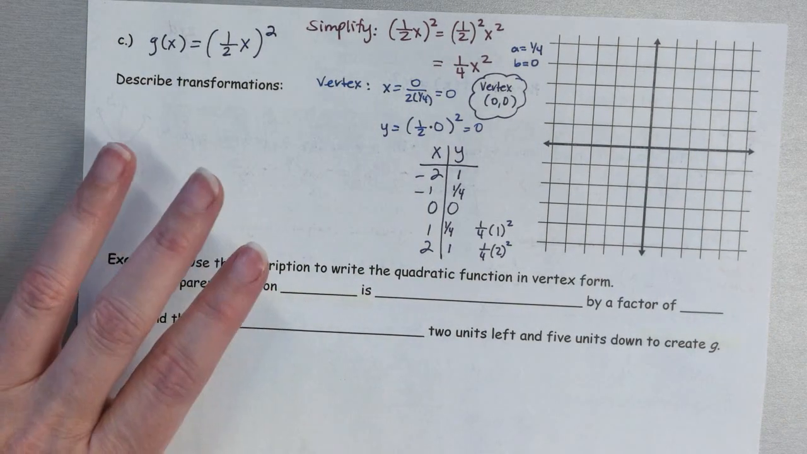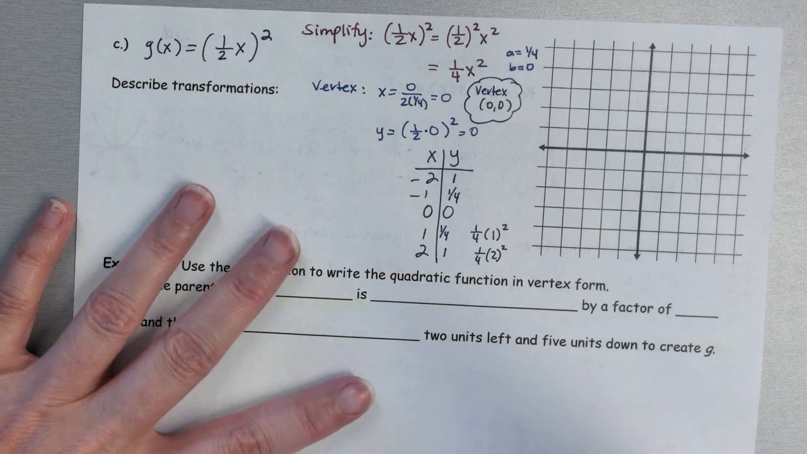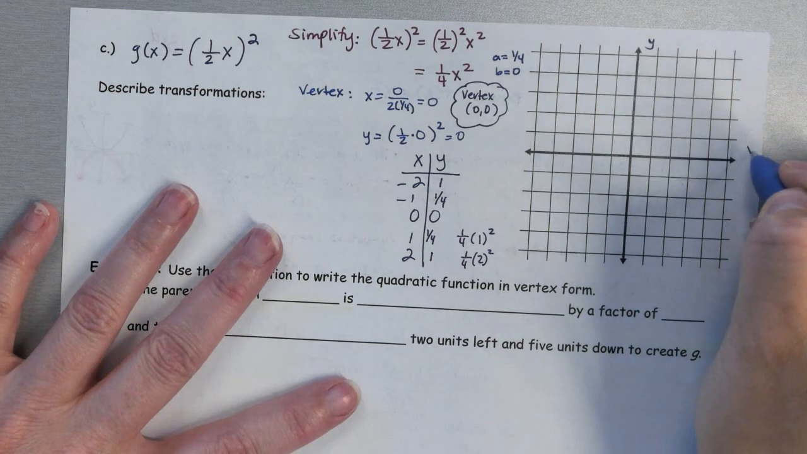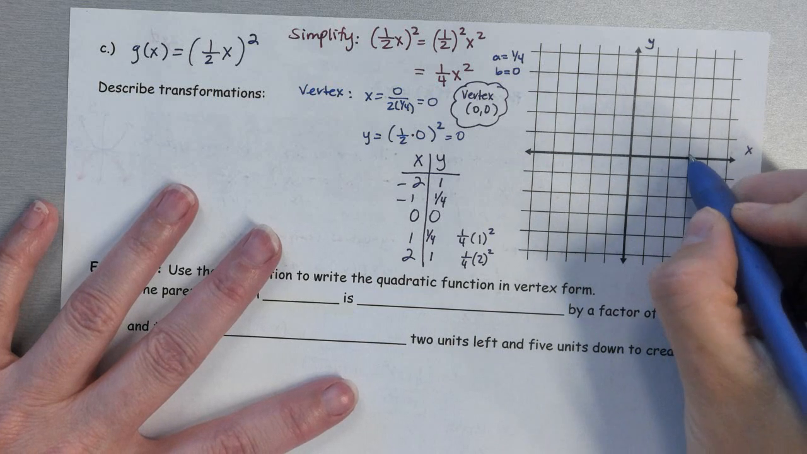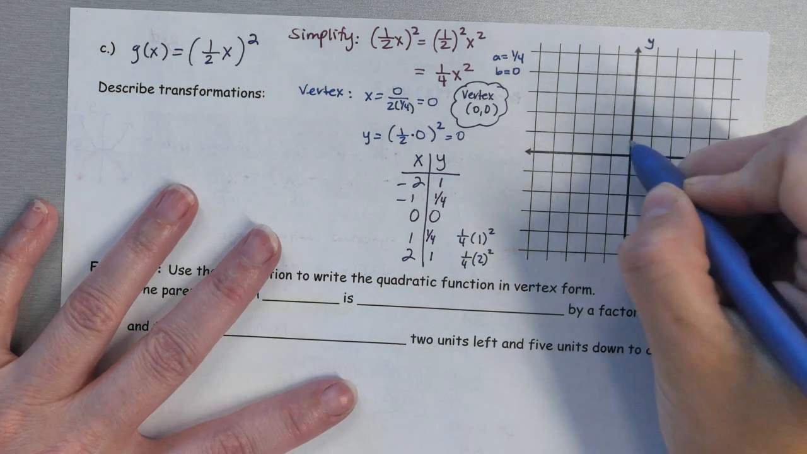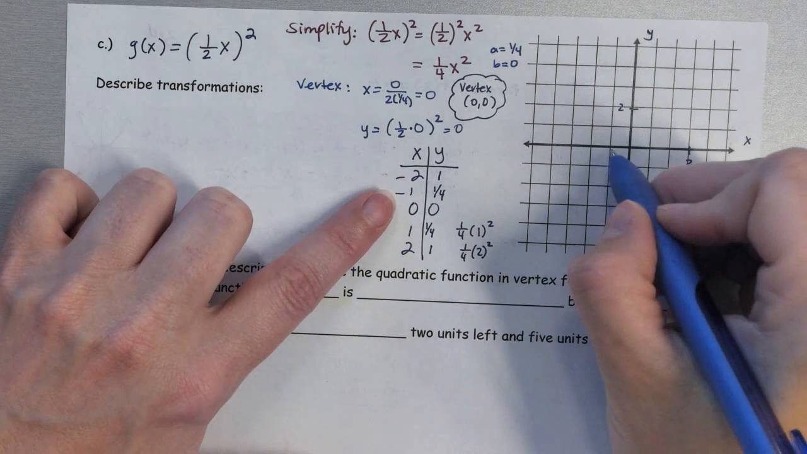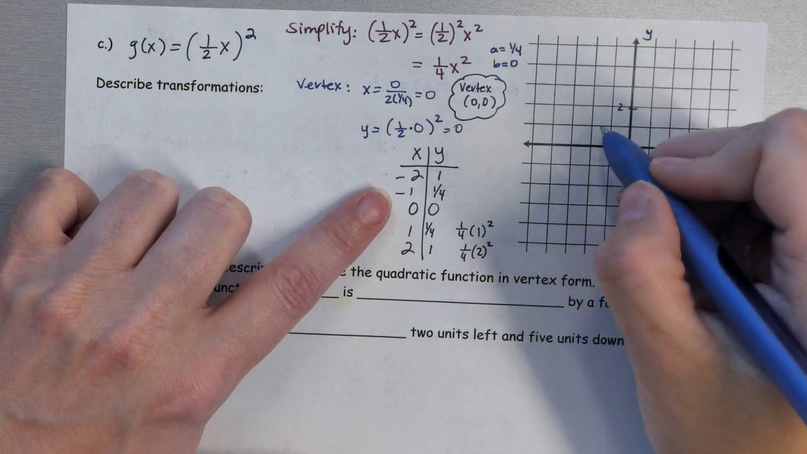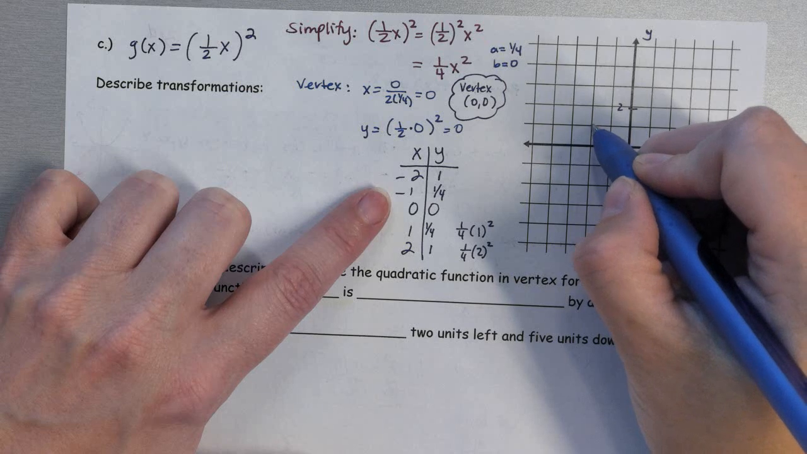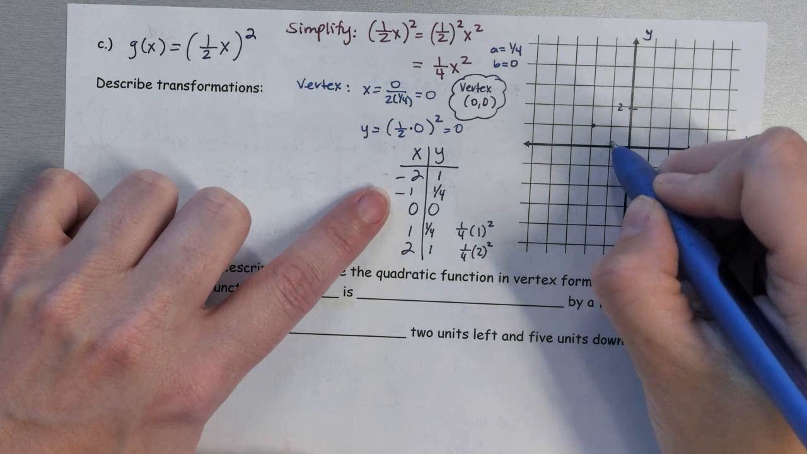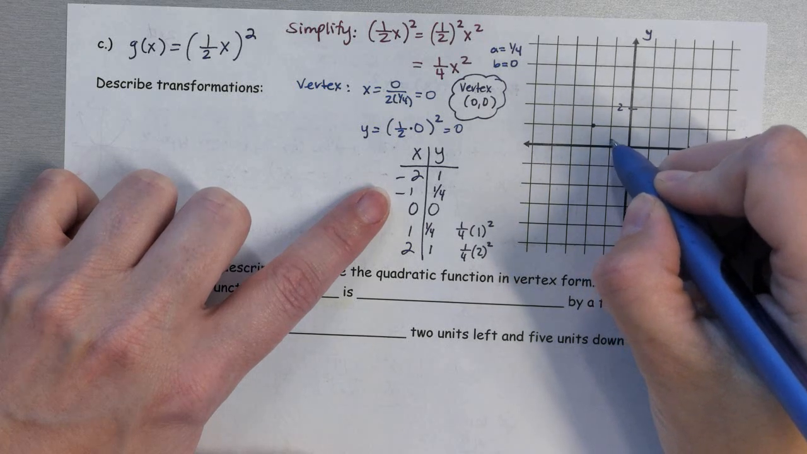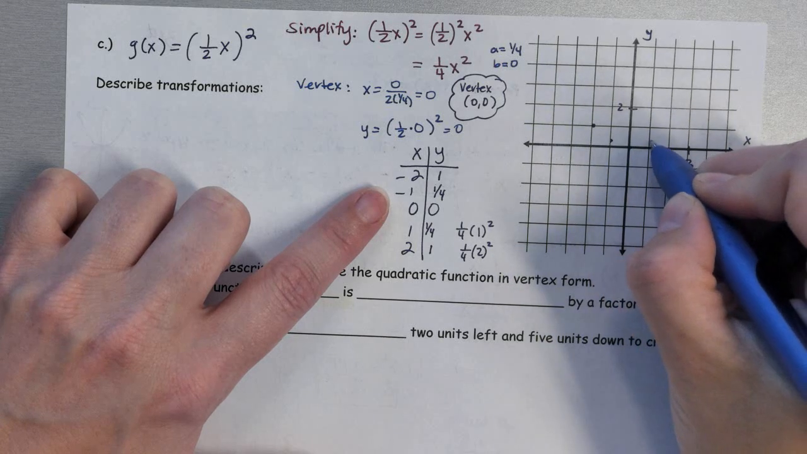Okay, and then again, you can decide what your scale is. I use the traditional scale by ones for this. So I just label a couple of them so we know what my scale is. So I'm going to go negative 2, 1, and then negative 1 I'm going to estimate to 1/4, 0, 0.